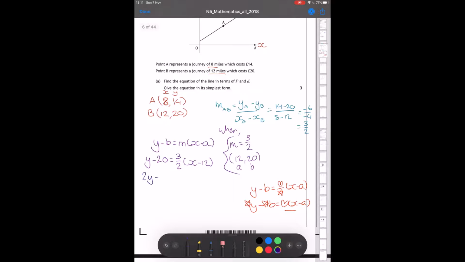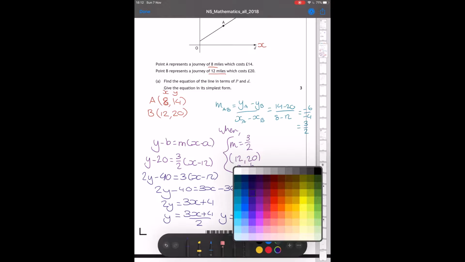So 2y minus 40 equals 3 bracket x minus 12. 2y minus 40 is equal to 3x minus 36. 2y is equal to 3x plus 4. And then we could go y is equal to 3x plus 4 all over 2. I know that 2 goes into 4, so 3 over 2 x actually, plus big 2. So that is our equation in its simplest form.